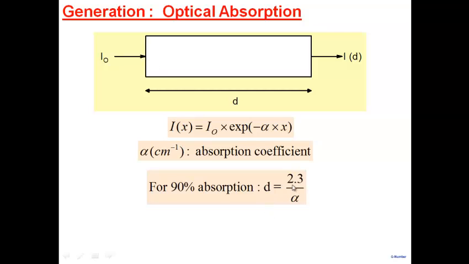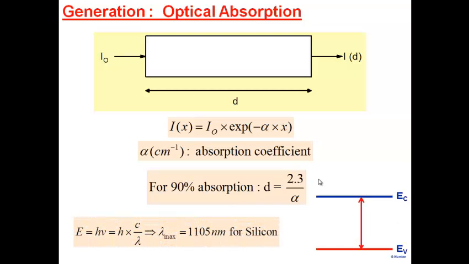All right, so the absorption coefficient is the key parameter which describes how carriers get absorbed inside a semiconductor. And you can see here, for 90% absorption, we need a thickness of 2.3 by alpha. All right, so this is optical absorption.